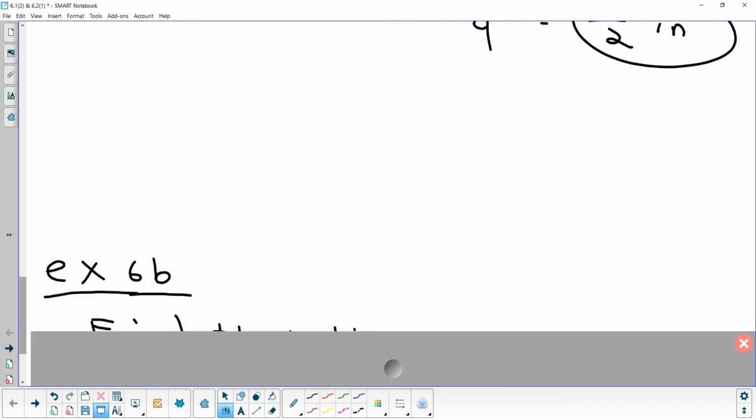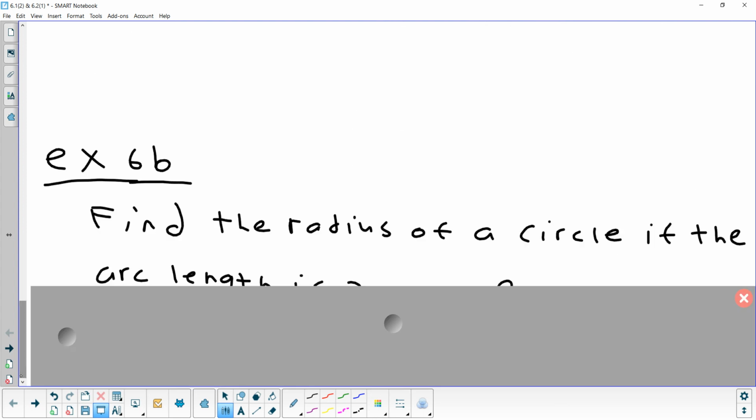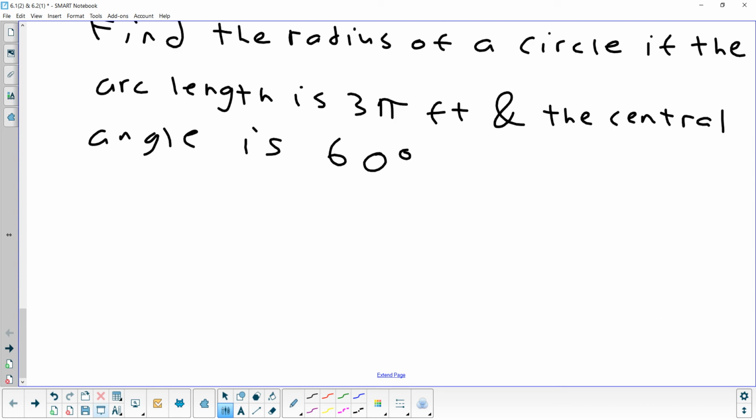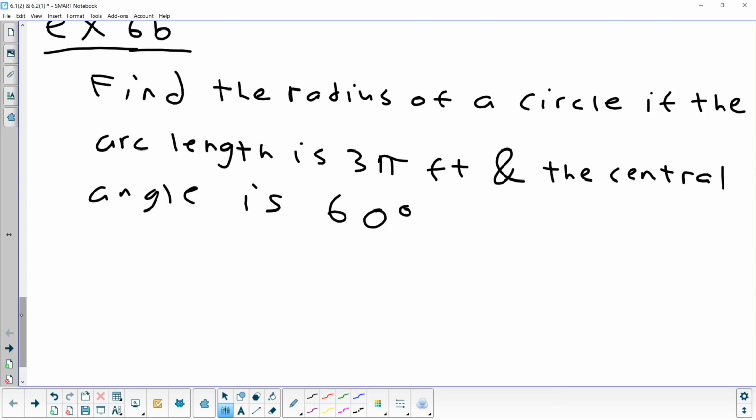All right, let's try this one. A little different. I'm not going to go through every combination, but this time they're asking you to find the radius, and they're telling you the arc length and the angle. All right. So what's my formula that I'm going to plug everything into? S equals R theta. Okay, so S equals R theta. Do I know S? Okay, 3 pi. So we can fill that in. Do I know R? No. Nope, that's the question. Find R.